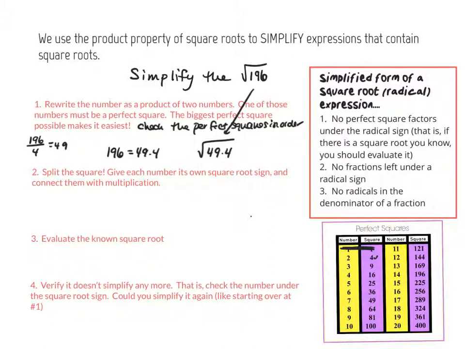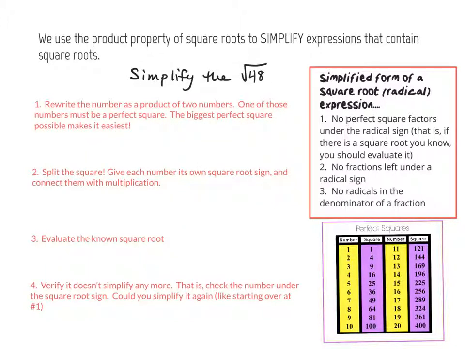Step number 2 is telling us to use the product property. If I have two numbers under one square root, I can take that and split it up into two square roots. The first number gets its own square root. The second number gets its own square root. Now in this case, I actually know both of these square roots. The square root of 49 is 7. The square root of 4 is 2. And there was a multiplication in between them. And then we get 14. And obviously, we verify that it doesn't simplify anymore because it's just the number 14.